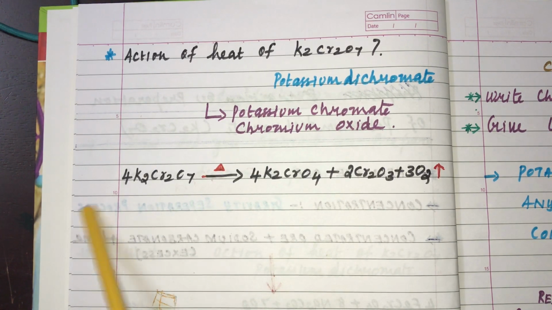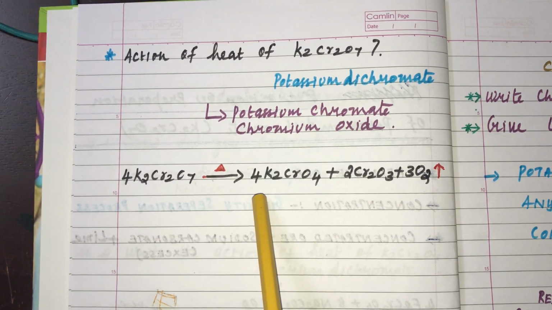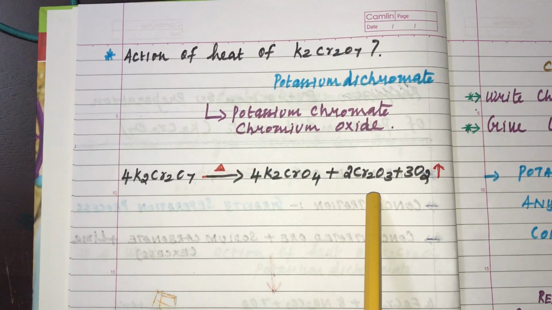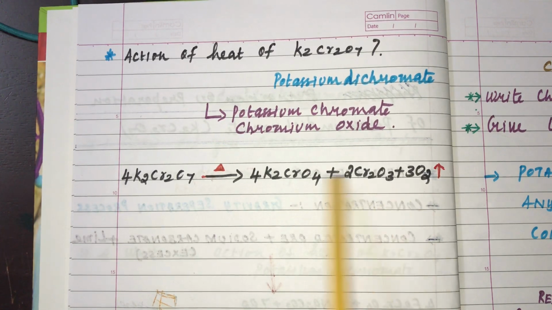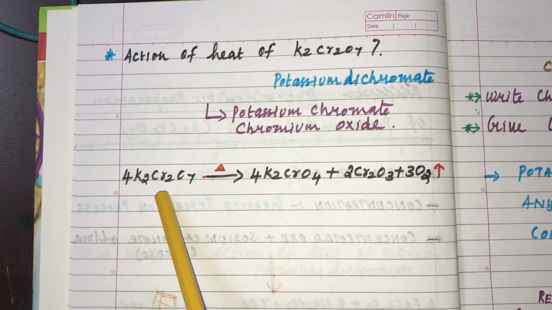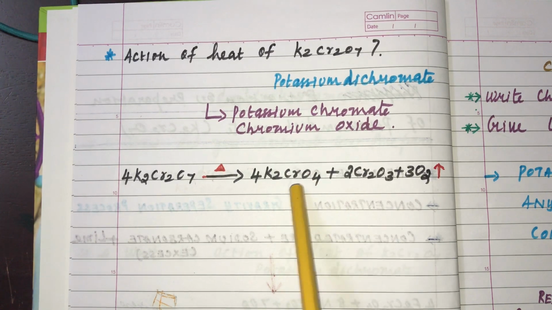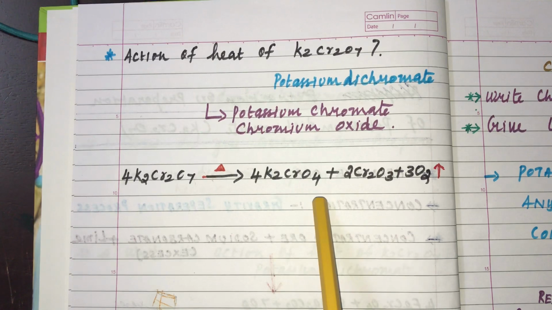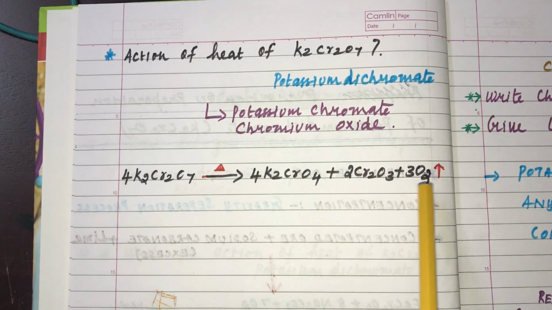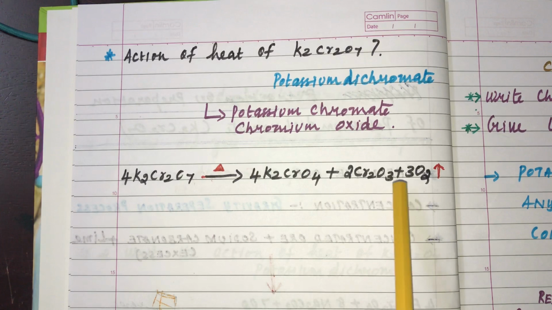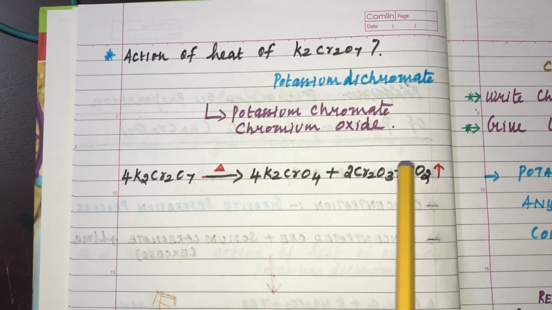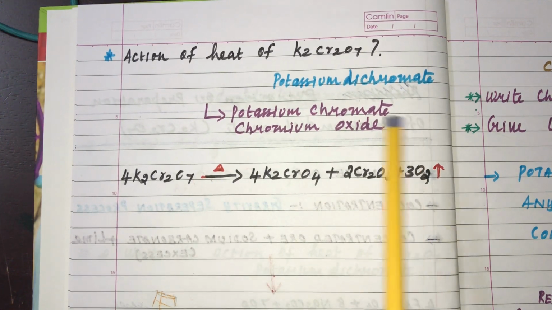4 molecules of potassium dichromate on heating give 4 K2CrO4 plus chromic oxide, 2 Cr2O3, plus 3 oxygen. Here 4 K2 and 4 K2. Chromium: here 4 and here 4 plus 2 into 2, that is 8, balanced. Oxygen is also fully balanced, with the remainder given as 3O2. So potassium dichromate on heating forms potassium chromate, chromic oxide and oxygen. This is the action of heat on potassium dichromate.